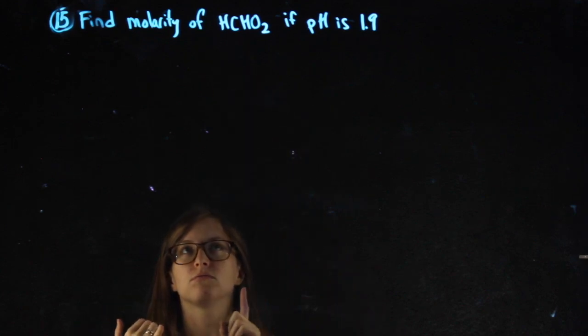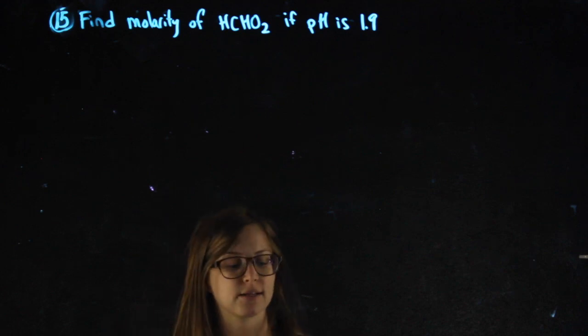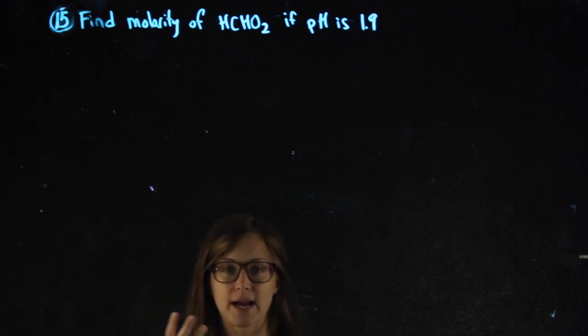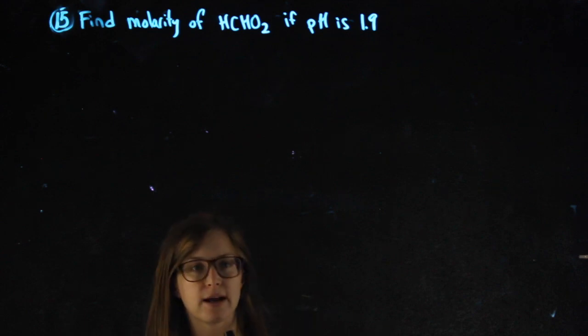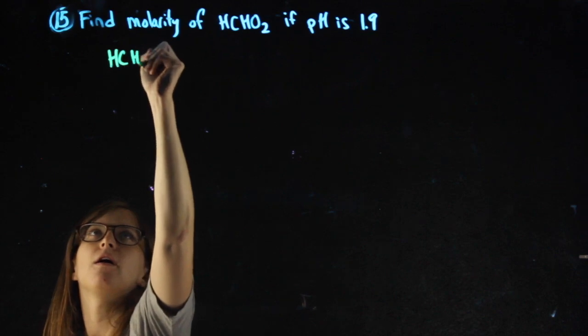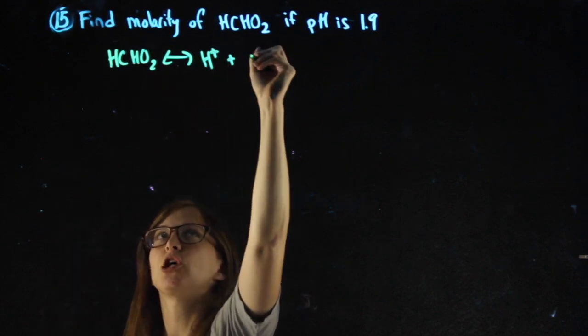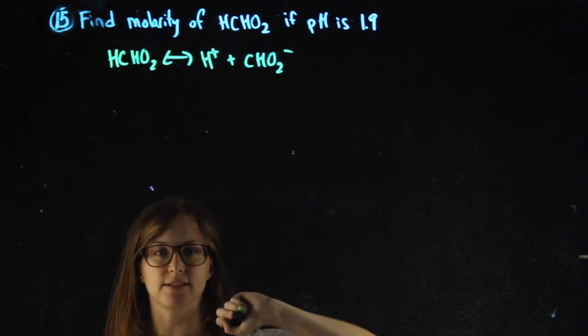HCHO2, not something I memorized, starts with H, weak acid. Since it's a weak acid, I can dissociate it, write out its ICE chart, write its Ka. Dissociating the weak acid, I use equilibrium arrows. I take one H off. Everything else stays together.